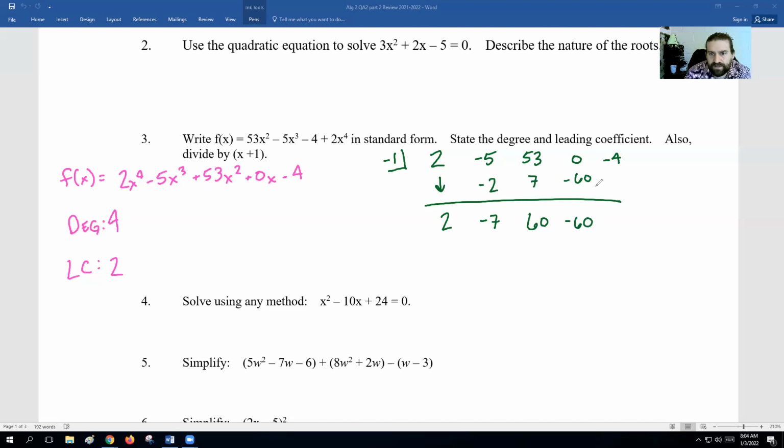All right, -60 times -1 is 60. If we add that to -4, that is 56. All right, and that's our remainder. So the answer would be, now remember, it always drops down a degree. So if this was 2x to the 4th, the answer here would be 2x cubed minus 7x squared plus 60x minus 60, and then a remainder of 56 over x plus 1.